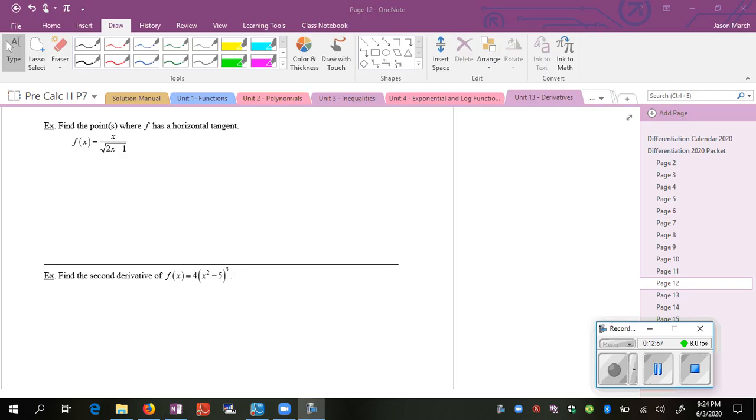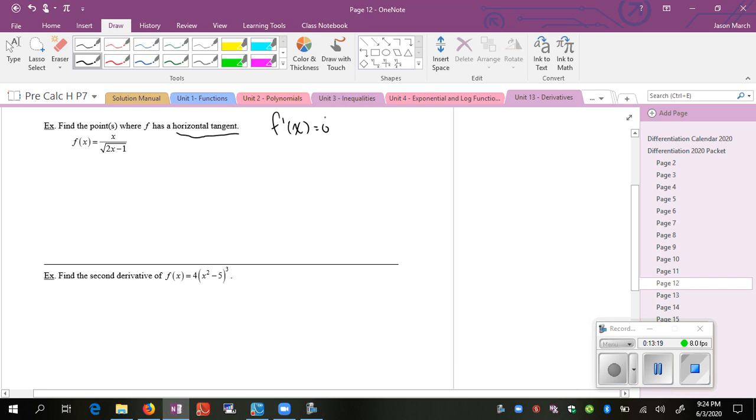Okay, last 2 questions we're going to do for this video. The first one says, find the points where f has a horizontal tangent. So we want to know where f prime is 0. This information tells us where f prime of x is equal to 0. So we first have to figure out what f prime of x is here. So I'm going to do, again, the quotient rule. So low, I guess I'll write it in parentheses, (2x minus 1) to the 1/2.